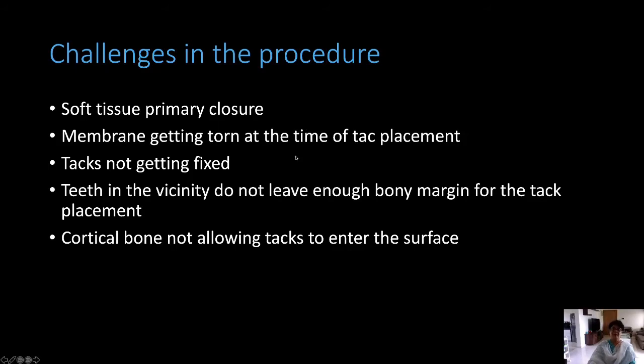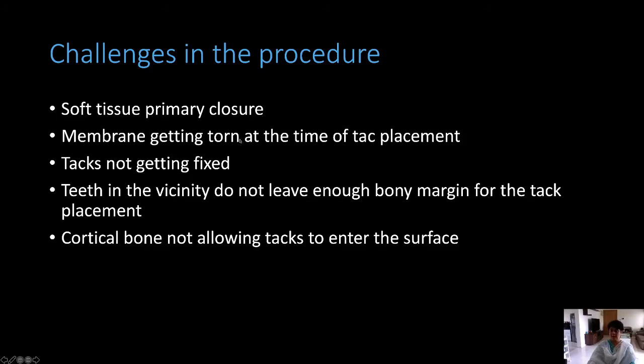We have one more case to end the lecture, but before that I would just go through the challenges of the procedure. Soft tissue primary closure is a challenge, because any time you increase the volume of the site, your soft tissue is always going to be inadequate, and that's why your incision design matters. Vertical releasing incisions, if needed, and releasing the flap by periosteal incisions are done last, and only if you need it. So I always like to work in an envelope flap, try to avoid vertical incisions, and if needed, then apically you can release the periosteum.